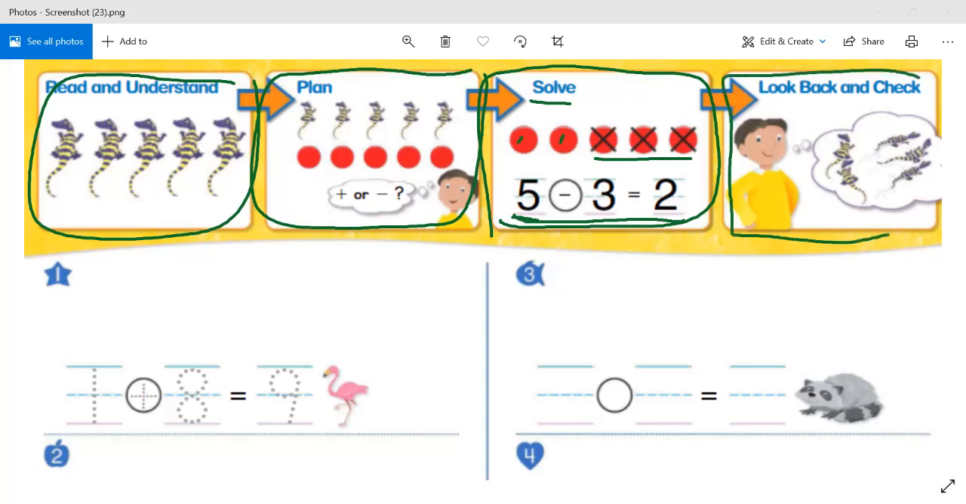Let's look at our last box here. So how do you know this is a subtraction story? Because some alligators walked away. So there will be fewer than 5 left. How can you make sure you subtracted correctly? You can use the counters to check.